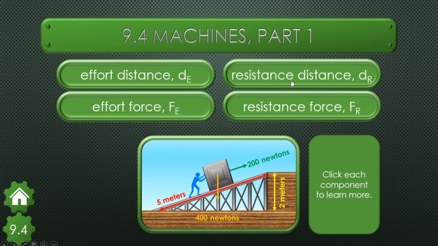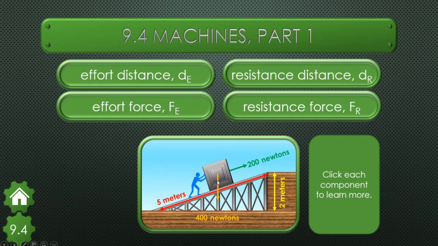So we're going to go through each of these very quickly, and as we do, we're going to discuss this situation where this guy, we're going to call him Frank. Frank is pushing a box up a ramp. A ramp is a type of machine for reasons that we will discuss later on. Now, this ramp is 5 meters long and 2 meters high.